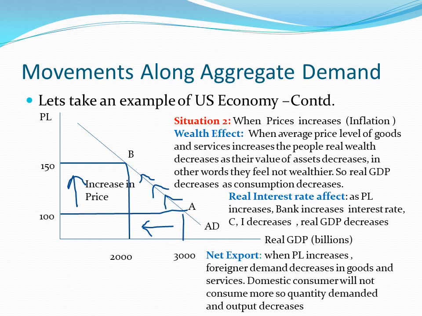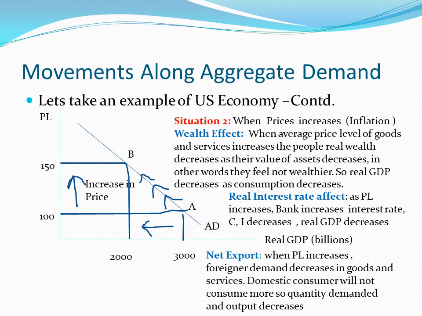Now move to the next slide, which is a continuation of the previous slide. This is the reverse situation of the previous slide. Here you can say when the price level increases from 100 to 150, the overall GDP decreases from 3000 to 2000. It is due to three situations, because when prices increase, you can say the country is facing inflation or a high level of inflation.